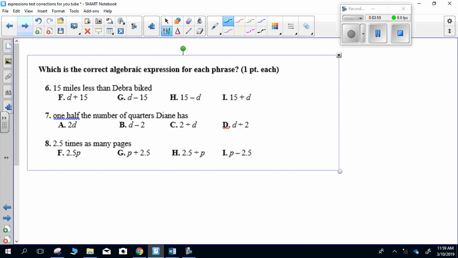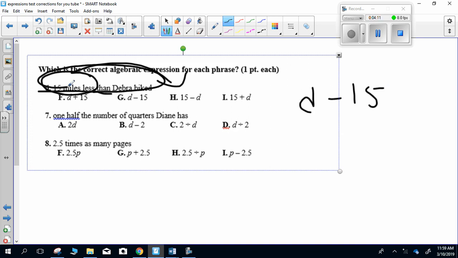Remember, for each of these, the word then means to underline it. Send what you have to the back and go like this. So it's going to be D minus 15. Make sure you write this entire statement as well as that. Half the number of quarters Diane has. Remember, half is dividing by 2. So multiplying by 2, subtracting by 2, 2 divided by Diane, or Diane divided by 2. It's Diane divided by 2.